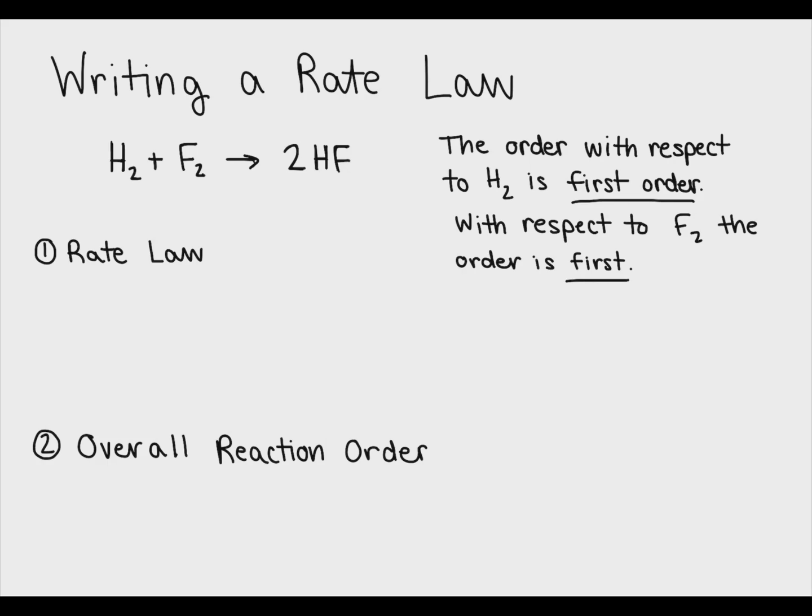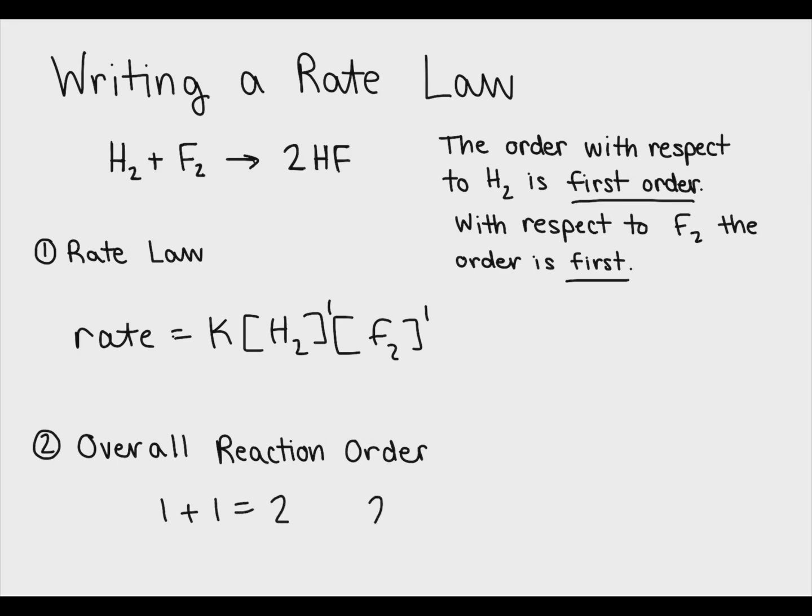Alright, this paragraph over here has lots of useful information. It says that H2 is first order and F2 is also first order. So when we write our rate expression, we'll include K and know that both the concentration of H2 and the concentration of F2 are raised to the first power. It's important to know that the reaction orders are additive. Therefore, if the reaction order is first with respect to H2 and F2, that means 1 plus 1 is 2, and the overall reaction order is second order.